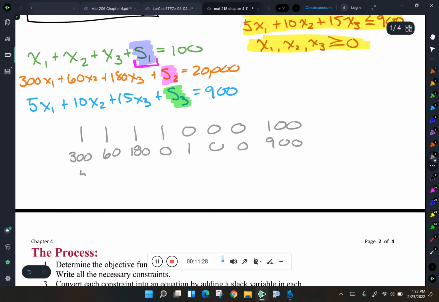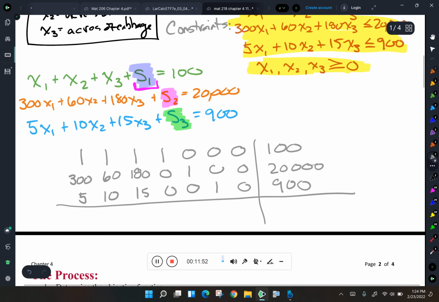My third row would be 5, 10, 15, 0, 0, 1, 0. Oops, I made a mistake there. That should be the 20,000 from the second equation. And then this would be the 900. Right? Now I'm almost done. I need to add one more row.